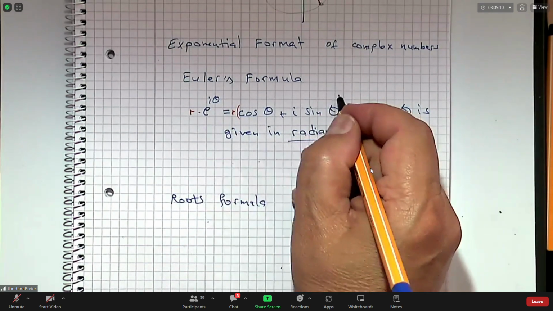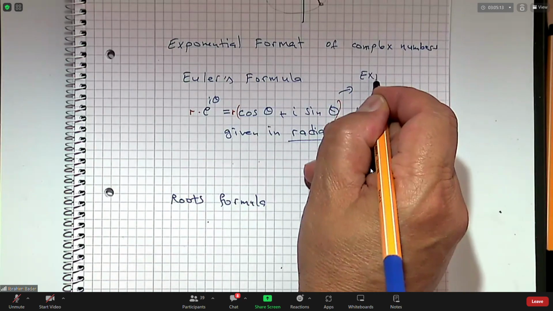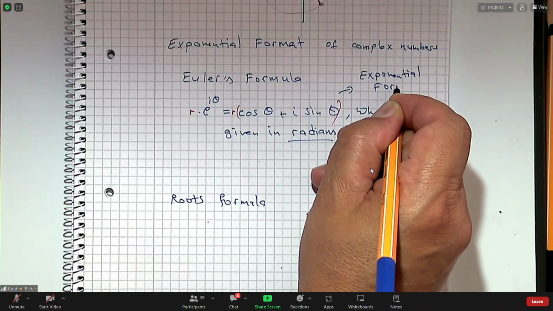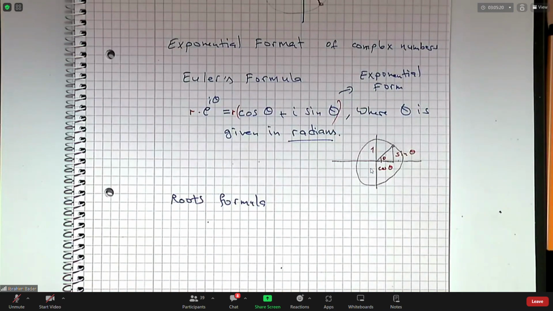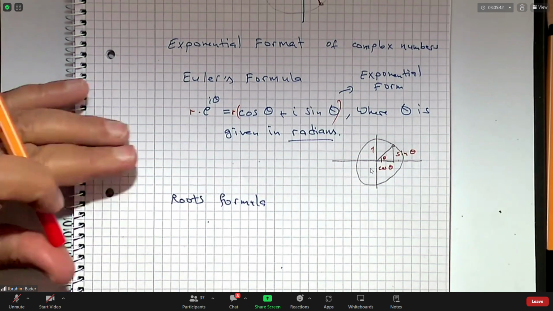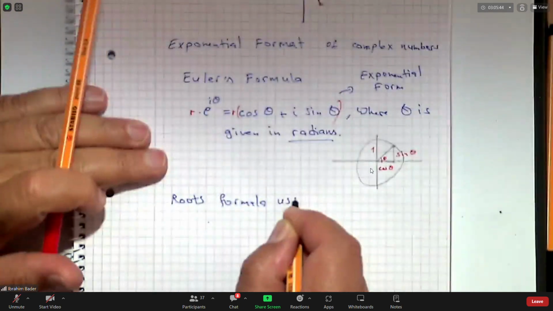This is, by the way, called the exponential form of a complex number. Wherever you have a complex number in polar coordinates, the corresponding exponential form is just this here. You know theta, you know r, you just write r times e to the power i theta. That's it. Okay, roots formula using the exponential form.